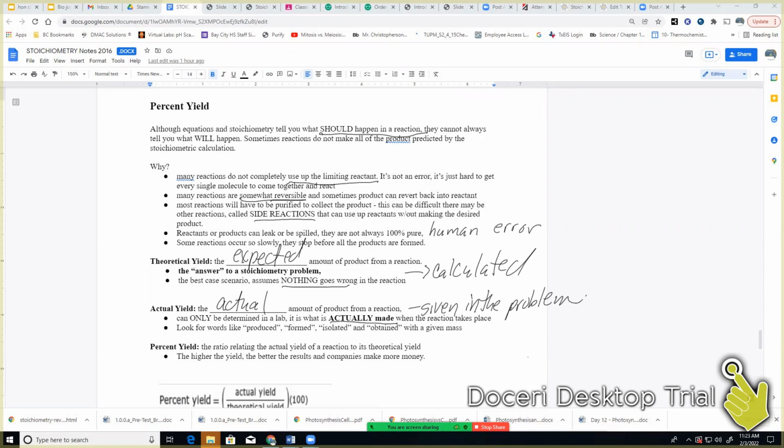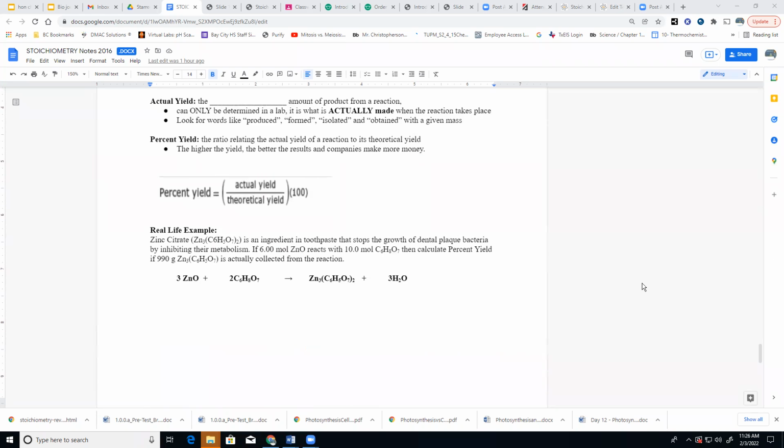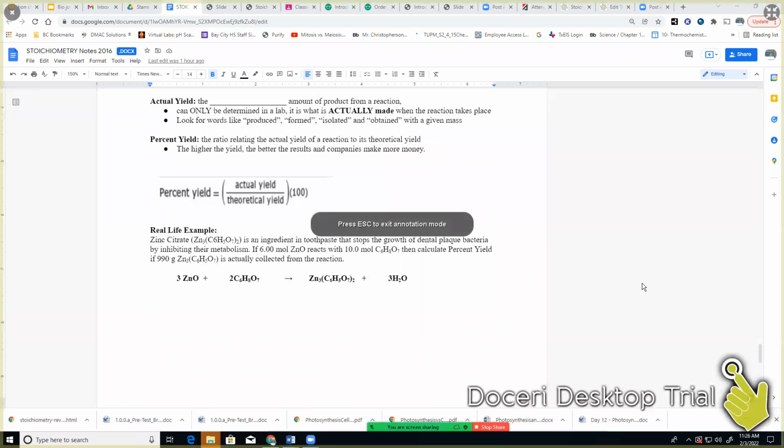So to look at the percent yield, we're looking at the ratio relating the actual yield to the theoretical yield. And that's going to be our little formula right there. The higher the percent yield, the more profit, so the better it is for companies. To get our percent yield, we take our actual yield, which is the given, divided by the theoretical yield, which is your calculated amount, and then multiply by 100 because we want it in percent.